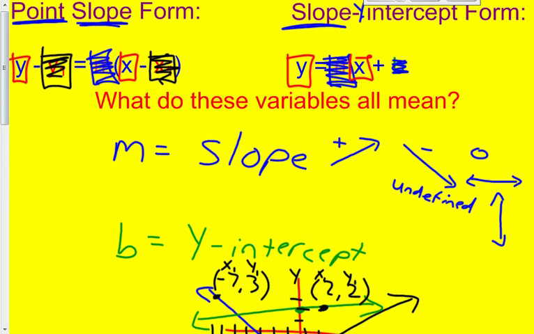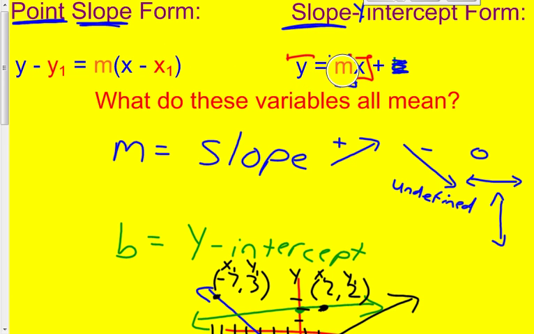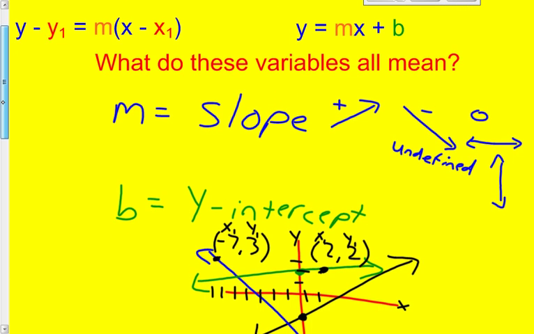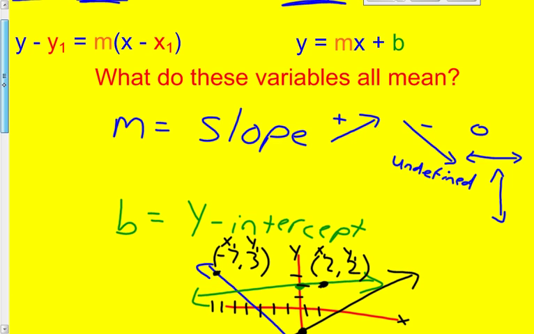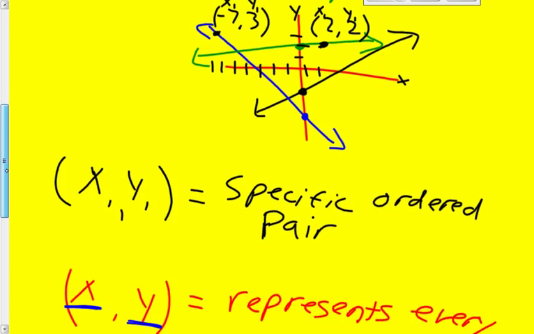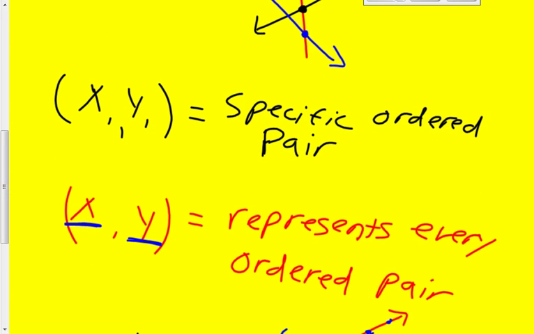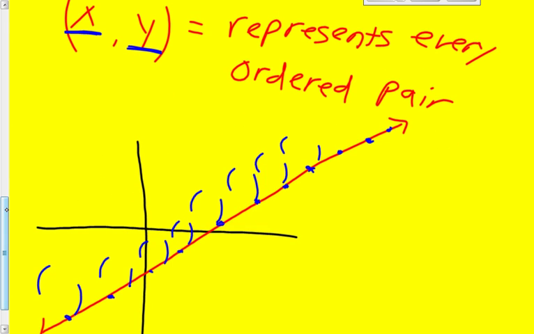So those are our letters that we really need to know. Hopefully the M and the B are very, very common sense for you. You've had them before, so hopefully it's just review. The M is the slope, and the B is the y-intercept. M is the slope, B is the y-intercept. X1, Y1 represents one specific ordered pair, and then X and Y represent every ordered pair. So that's what we have for our letters.